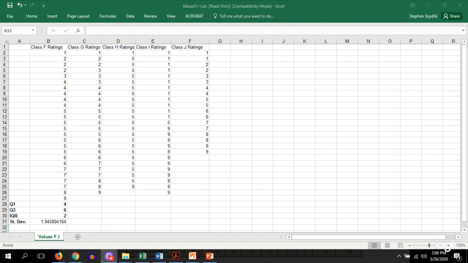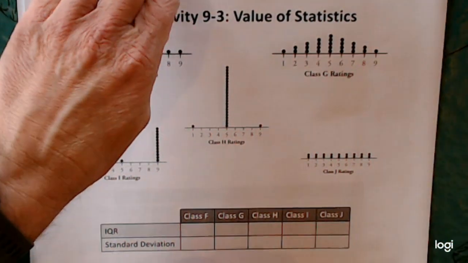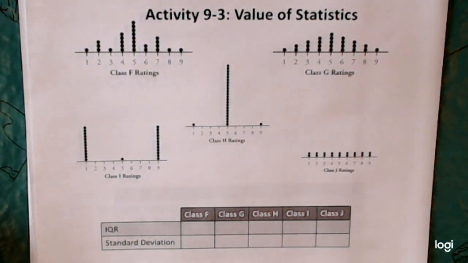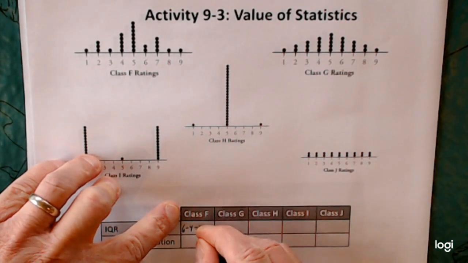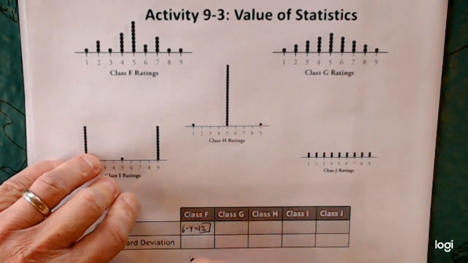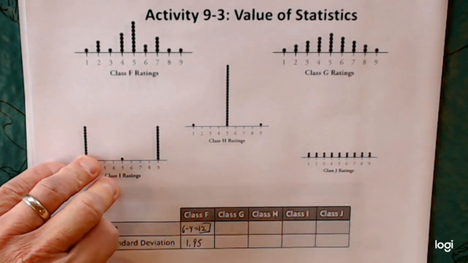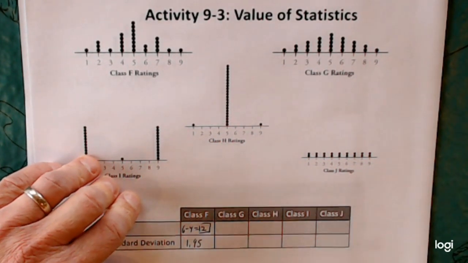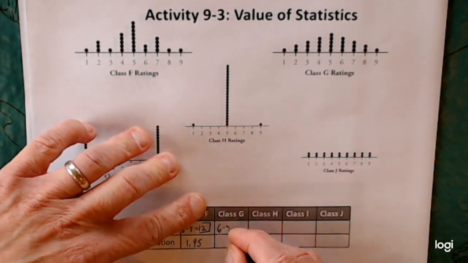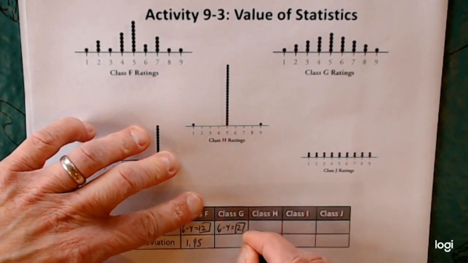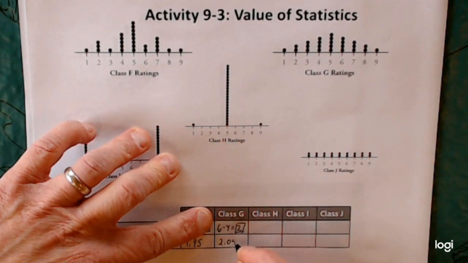Okay, back to something I can write on. So my IQR was 6 minus 4, or 2, and my standard deviation was 1.95. Now I'm going to let you do the others. You should make sure you can, using whatever technology you like. Class G also was 6 minus 4 for the IQR, or 2. The standard deviation for Class G was 2.04.